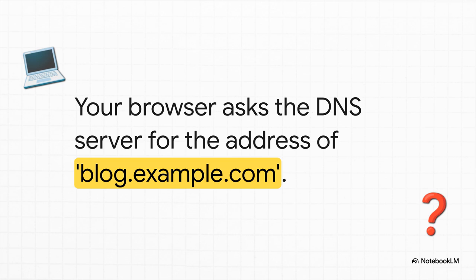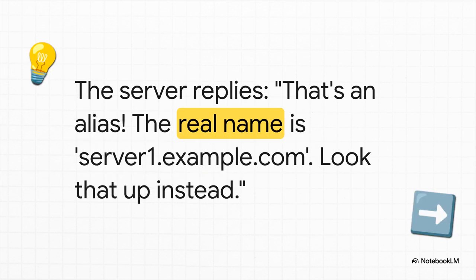So let's say your browser starts by asking the DNS server, hey, what's the IP address for blog.example.com? But instead of getting an IP address back, the server says, whoa, hold on. Blog is just an alias. The real canonical name is server1.example.com. Go ask about that one instead. And this is incredibly useful because it means you can have tons of different nicknames all pointing to one machine. And if that machine's IP address ever changes, you only have to update one A record, the one for the real name, and all those nicknames just automatically follow along.